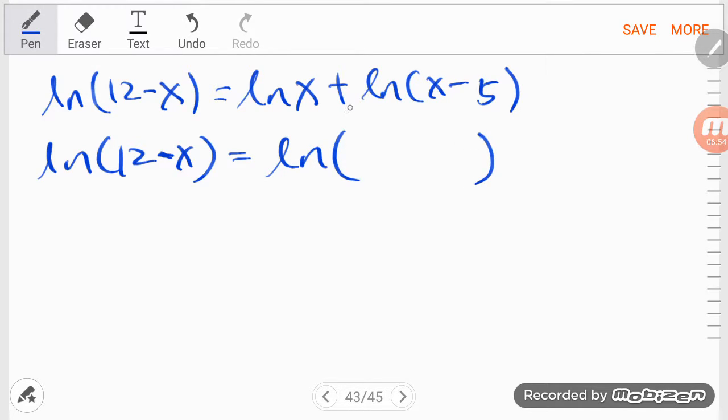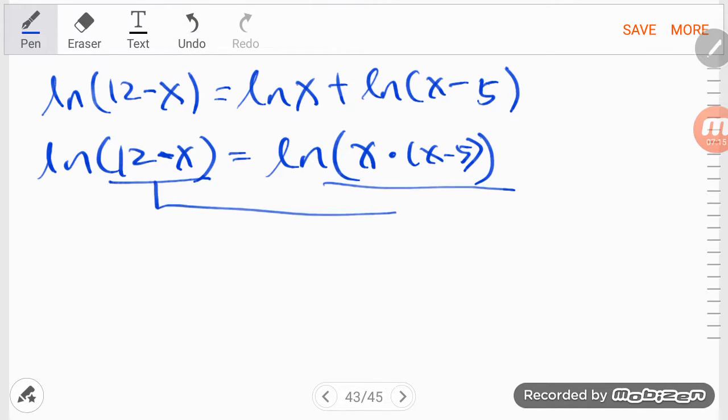So how can I do that? If I have a plus between them, then I can multiply them, right? Does that make sense? This is just simply applying the laws of logarithms, okay? So if I'm taking the natural log of this is equal to the natural log of something else, that says these two items would be the same. They're equal to each other. So that's the equation I'm going to come up with.